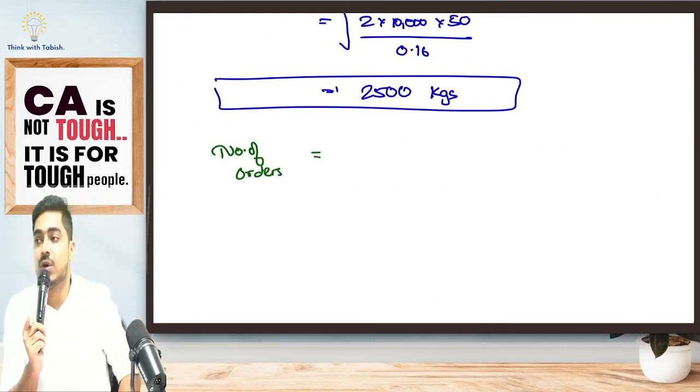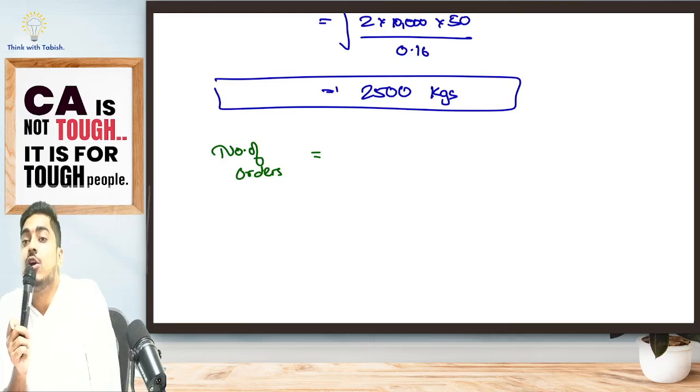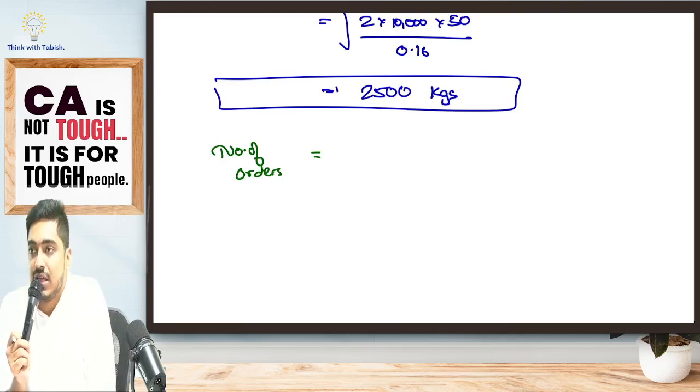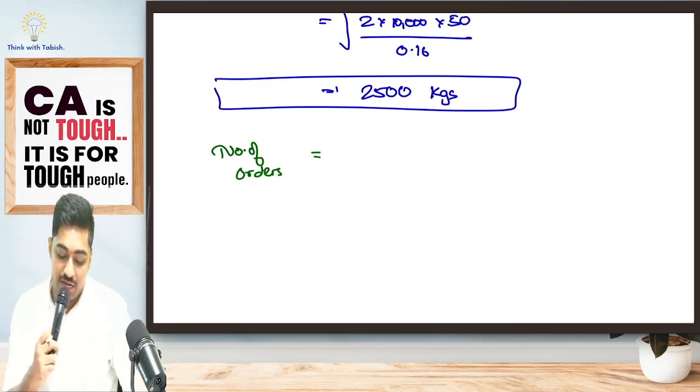That is the second requirement. Tell me total how much I want. 10,000. How am I buying? 2.5, 2.5. That means how many times I should buy? 4 times I should buy.